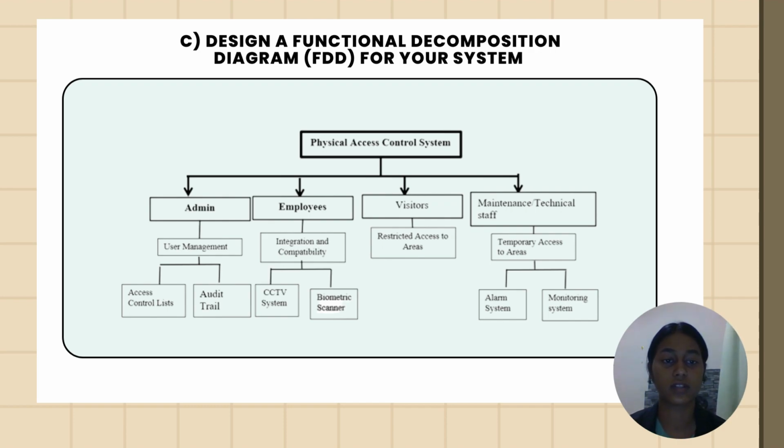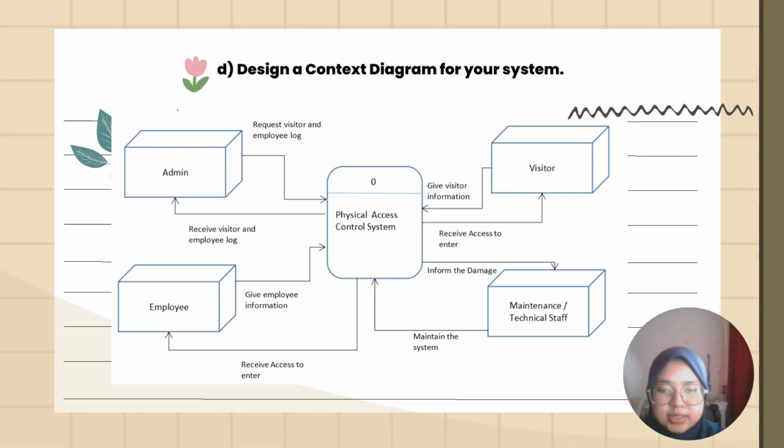So level 0 is physical access control system. Level 1 is admin or manager, employee, visitor, and lastly maintenance and technical staff. Level 2 is user manager, integrity and compatibility, restricted access to the area, temporary access to the area. So level 3 is access control list, audit trail, CCTV system, biometric scanner, alarm systems, monitoring systems.